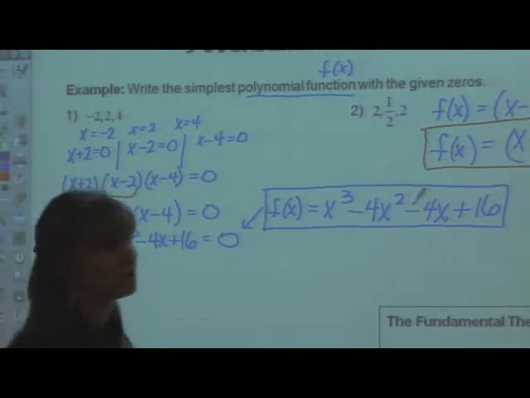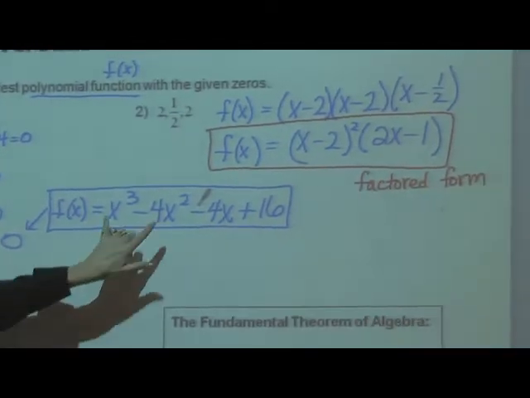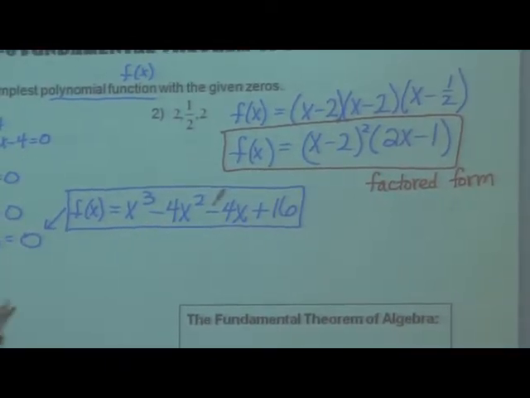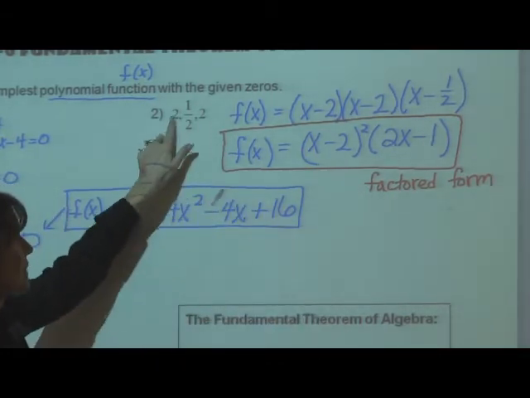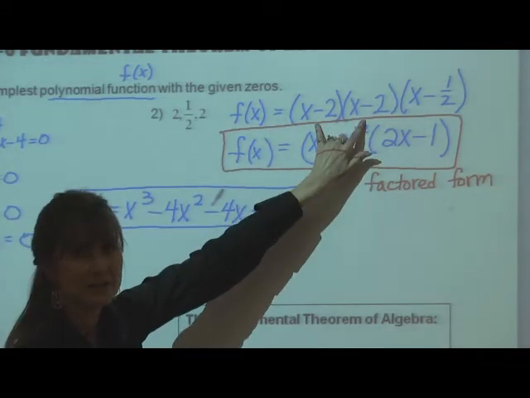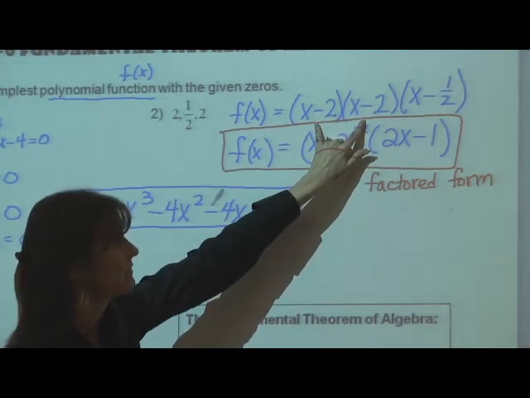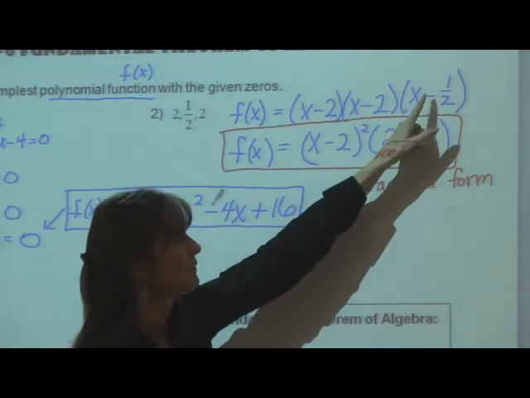Same thing with number 2. Now number 2, I wrote this one in factored form. Sometimes I will ask you to write it in standard form, and sometimes we'll write it in factored form. Now notice what happened. I have 2 factors of 2. This is what it would look like. And 1/2. Well, it would have to be x minus 1/2.